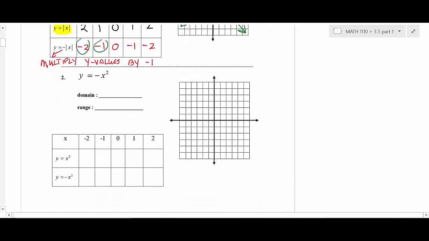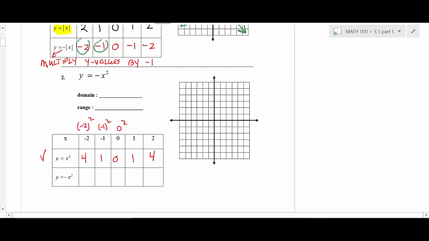So now what we're going to do is we have y equals x squared. So we're going to graph 2 things. We're going to go ahead and graph this first. And you can do this in your head. You're just squaring. So negative 2 squared is 4. Negative 1 squared is 1. 0 squared is 0. 1 squared is 1. 2 squared is 4. Okay, that's a parabola.